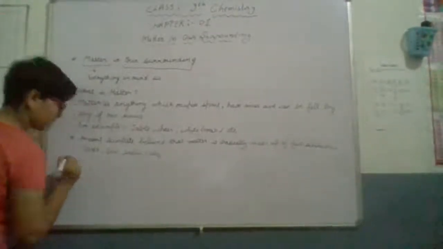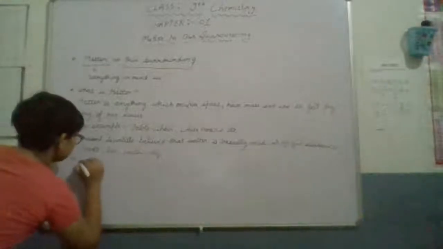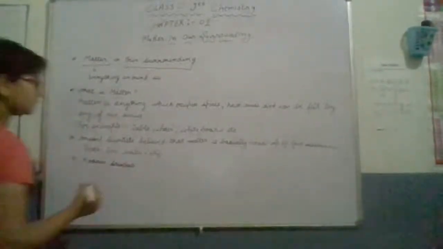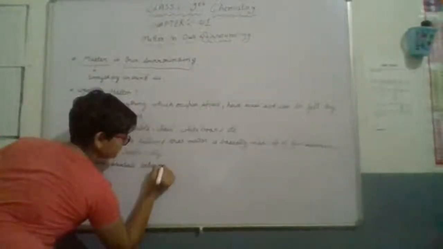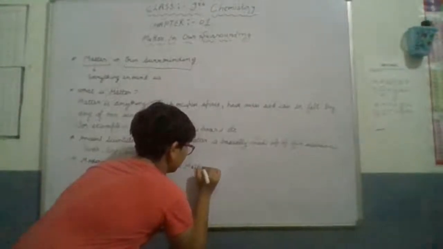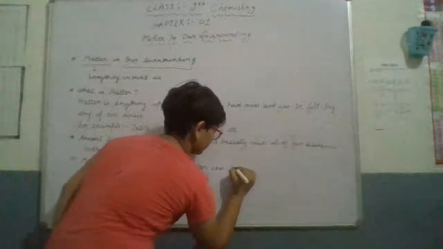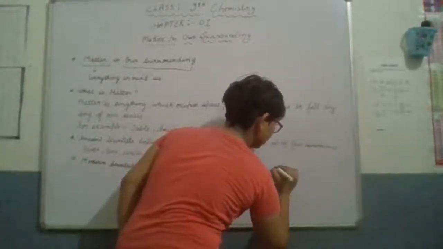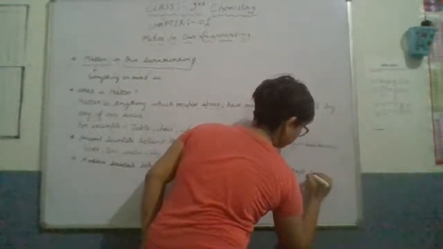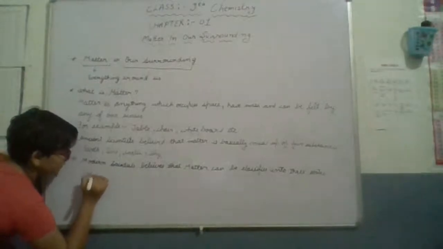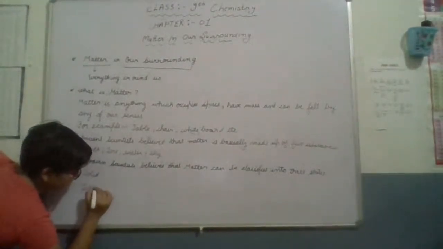So let us move on towards our modern scientists. Modern scientists believe that matter can be classified into three states: solid, liquid, and gas.